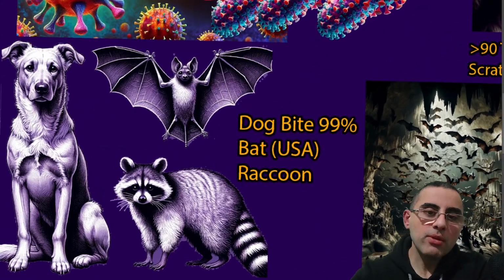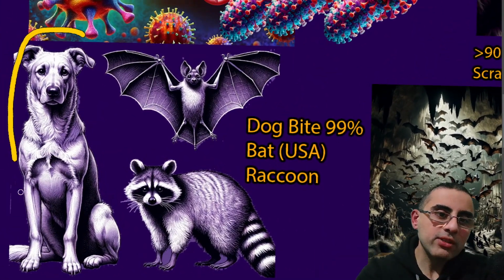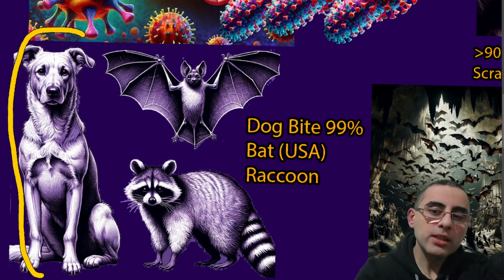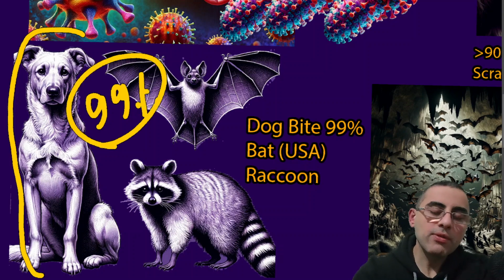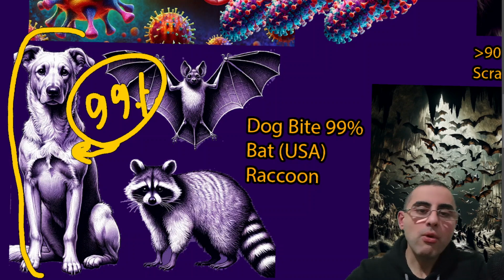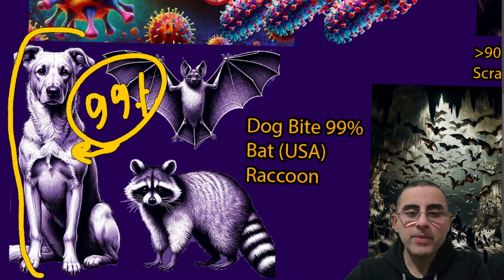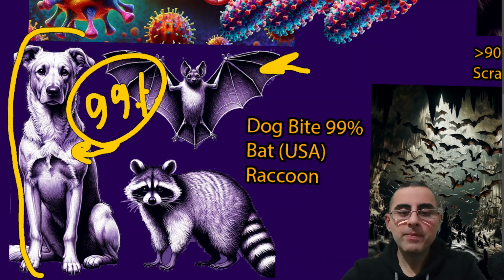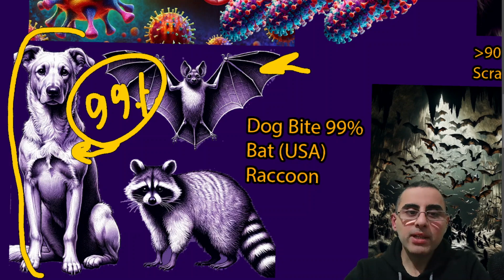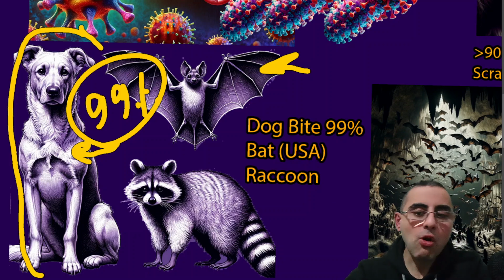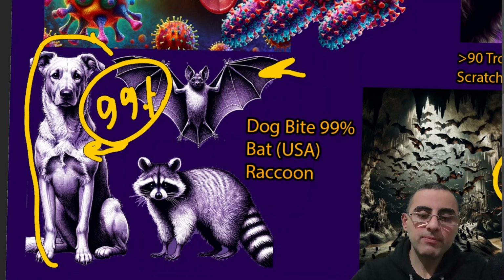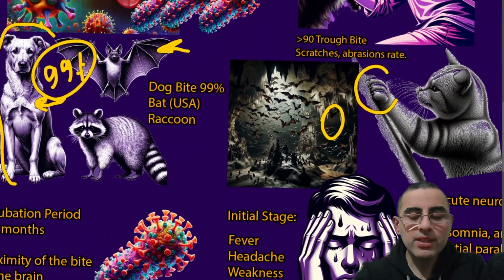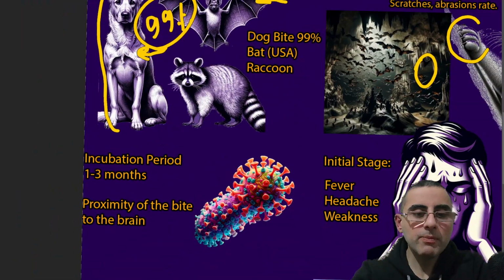Dog is the most common source of rabies. In the world, dog bite is 99% of cases. So dog bite is the most common cause of spreading of rabies. Other cases are from bats, bat bite, especially in the USA, and raccoons also, but dog bite is the most common cause of rabies. Now let's talk about what the symptoms are, and what the incubation period is.